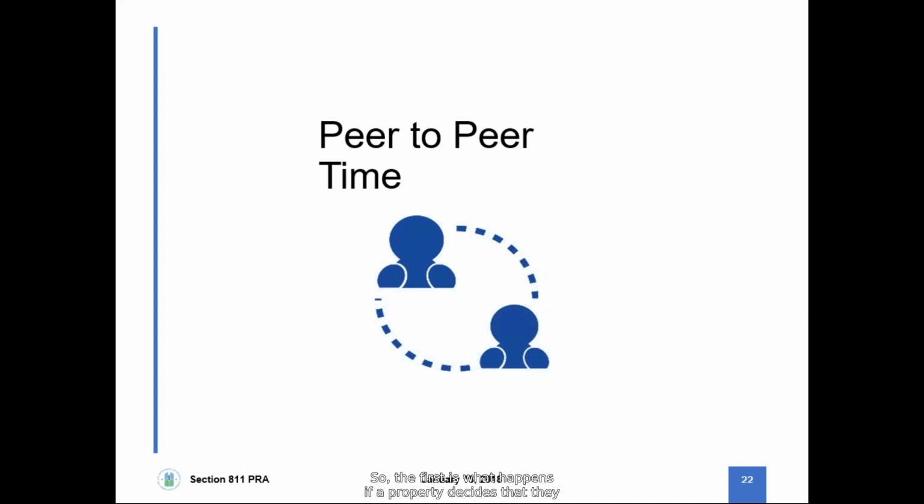So the first is, what happens if a property decides that they no longer want to adhere to their contract and they don't want to participate in 811? Part of what happens depends on what stage they're in. If you've already executed a RAC and a use agreement, they have to meet their obligations of the program if the grantee wants them to meet those obligations, is the short answer.